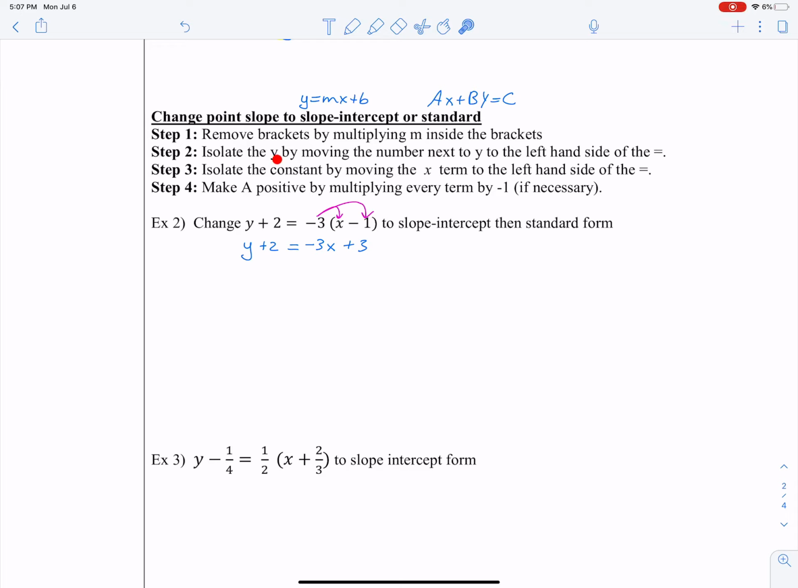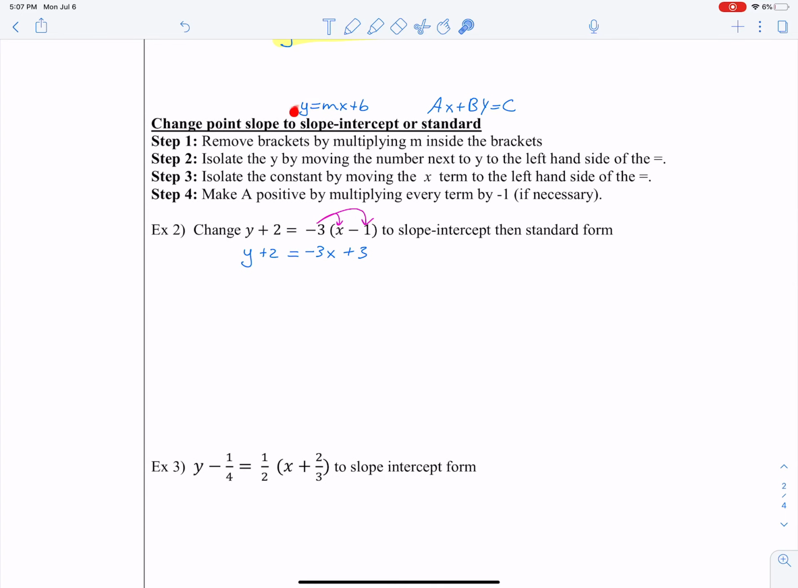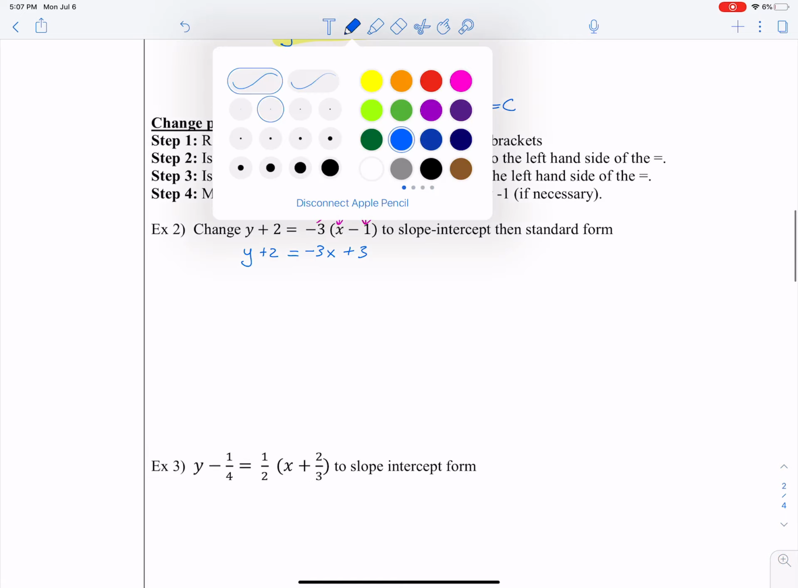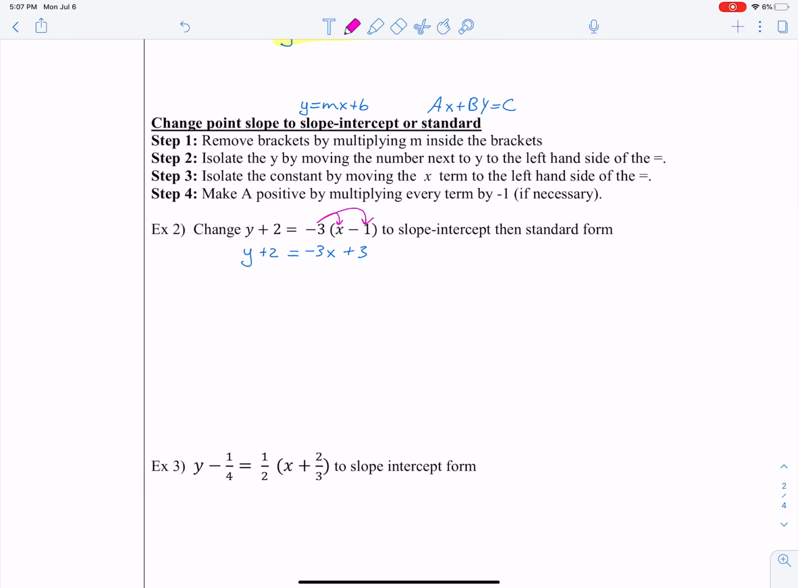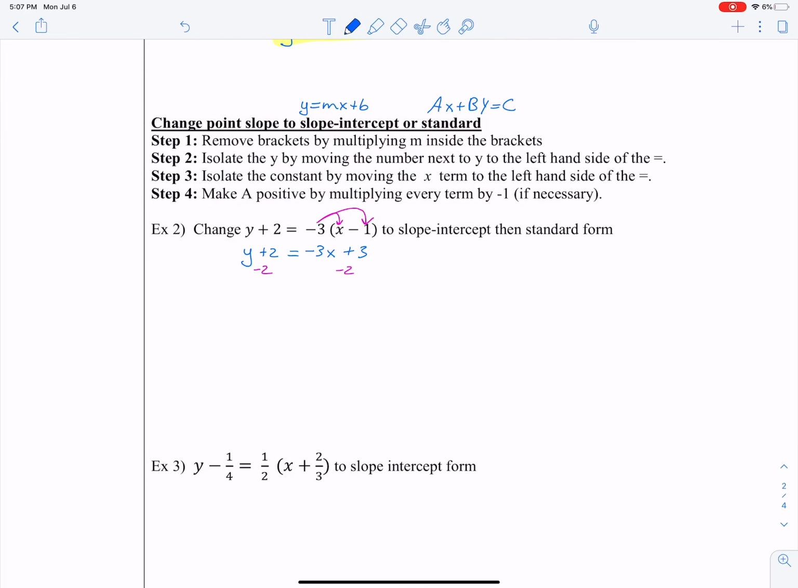Next, we want to isolate the y by moving the number next to the y to the right-hand side of the equals. So here, this y is by itself. So we need to get rid of this positive 2 and move it over here. So we're going to do the opposite sign. So here it's positive, so we'll subtract 2 from both sides. So now we have y is equal to negative 3x plus 1.